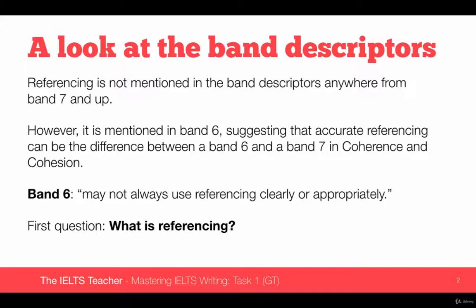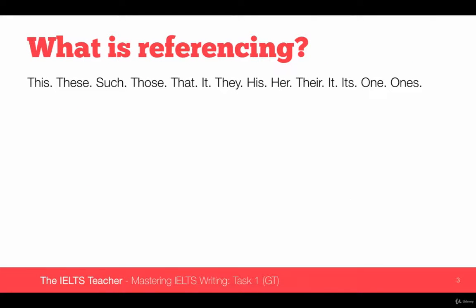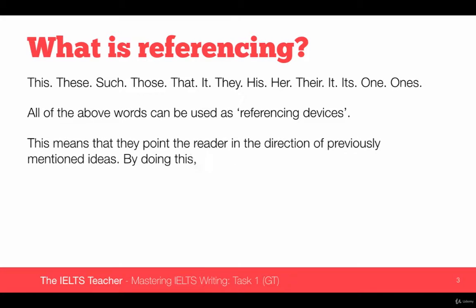So, very important question, what is referencing? Let's have a look at that. So, referencing: this, these, such, those, that, it, they, his, her, their, its, one, ones, all of these words are forms of referencing. So we can call them referencing devices to differentiate them from cohesive devices. And what they do is they point the reader in the direction of previously mentioned ideas. By doing this, they allow the writer to avoid repetition, save time, and increase clarity as well. I didn't write that there, but they help the reader to understand what's going on.